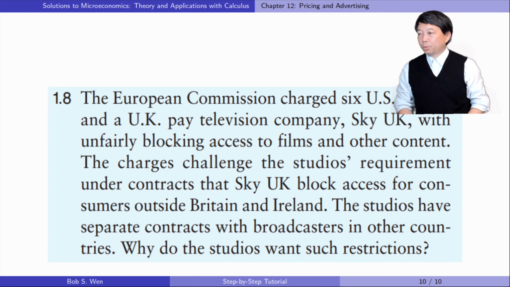Let's find answers to exercise 1.8. The European Commission charged 6 US studios and a UK pay television company, Sky UK, with unfairly blocking access to films and other content. The charges challenged the studios' requirement under contracts that Sky UK block access for consumers outside Britain and Ireland. The studios have separate contracts with broadcasters in other countries. Why do the studios want such restrictions?